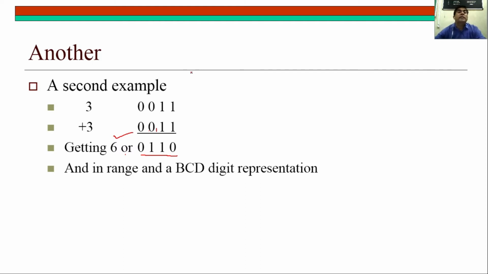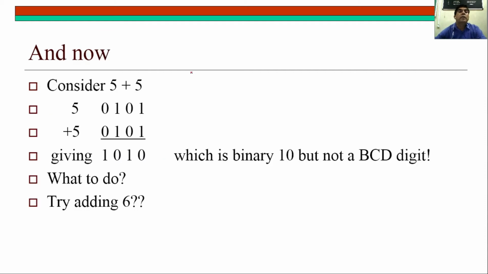Now let's take another example: 5 plus 5. What happens here? 5 is 0 1 0 1, again 0 1 0 1. So add 1 plus 1, that is 0 and carry 1. 0 plus 1 plus the carry is 1, and no carry now. Then 1 plus 1 is 0, carry 1. So this is 1 here. So 1 0 1 0 is the answer.